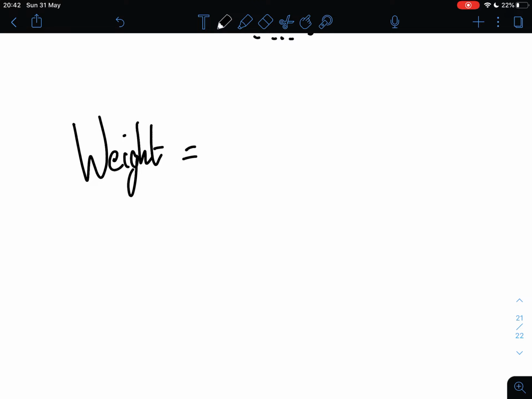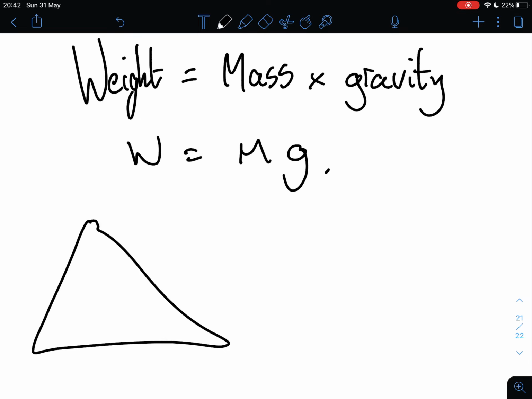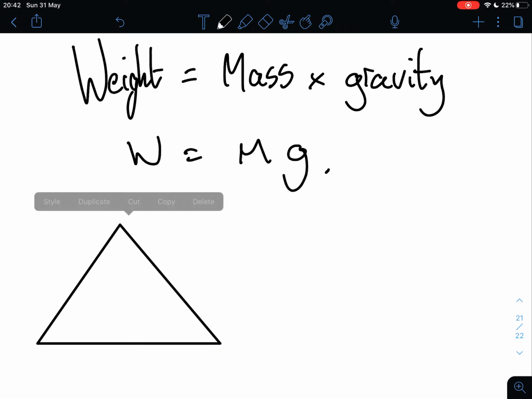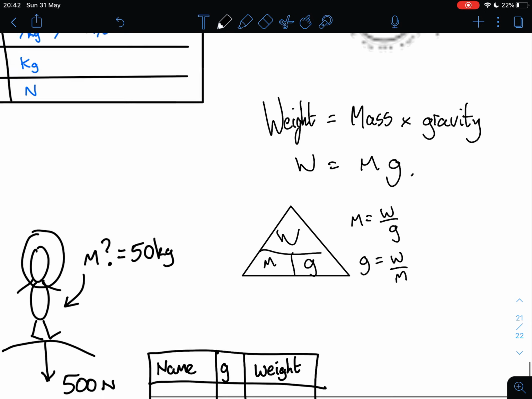The equation, really easy. Weight is equal to mass times gravity. W equals mg. And if you're so inclined, draw a little triangle. Put it in a triangle, nice and easy. Weight, mass, gravity. Cover up the mass, get weight over gravity. Cover up gravity, get weight over mass. So it rearranges really easy.